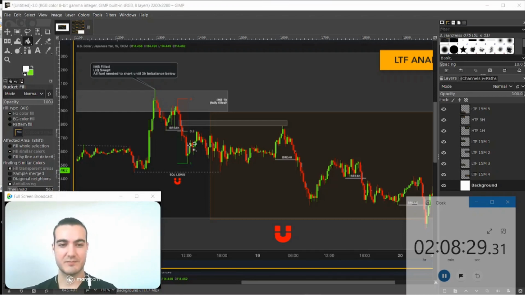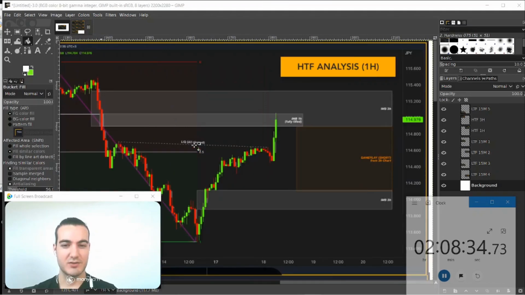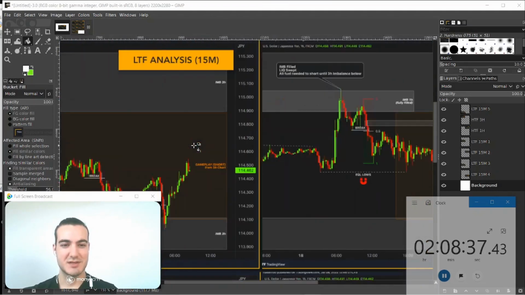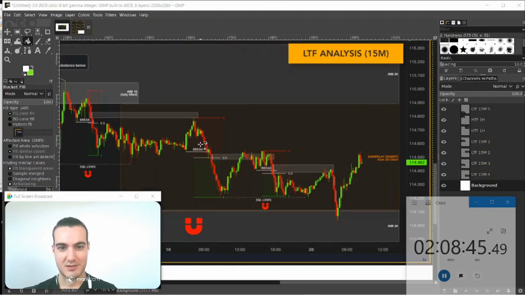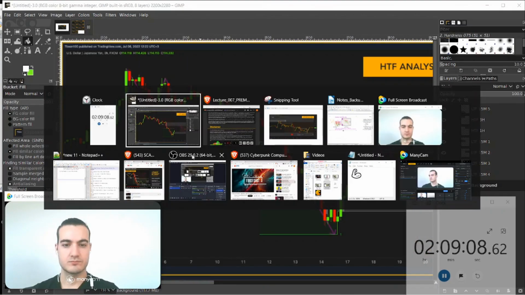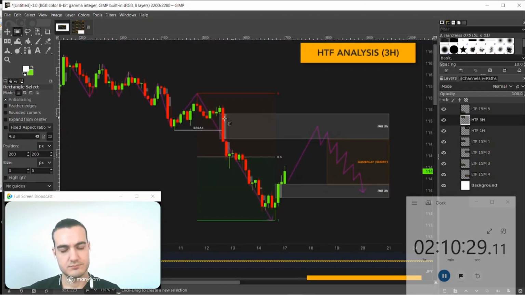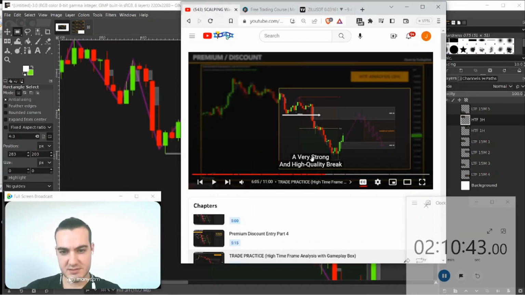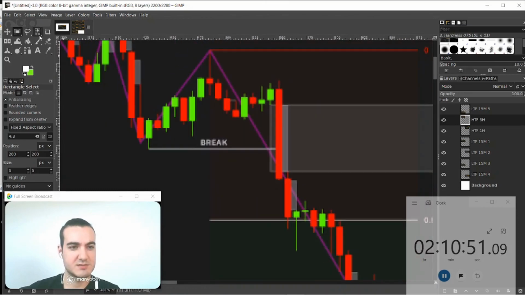This is very interesting. It's just an increasingly granular approach using imbalances to mark the area of interest on the next lower time frame. When he says a very strong and high quality break, this is a break of structure right here. So let's mark that.